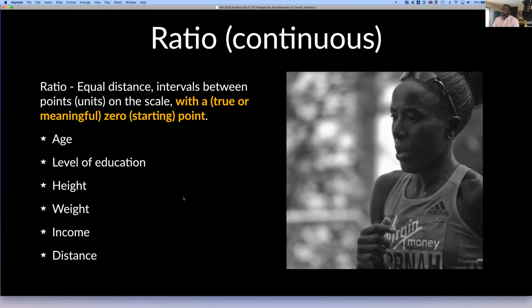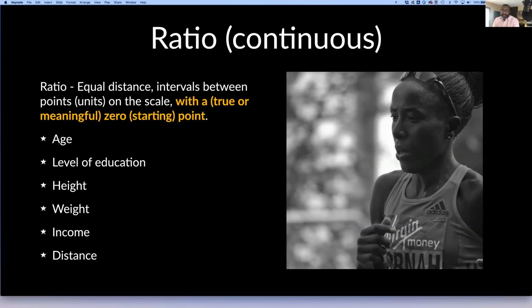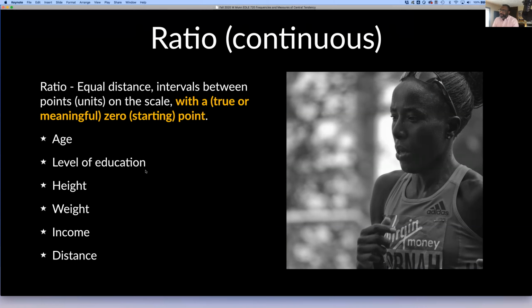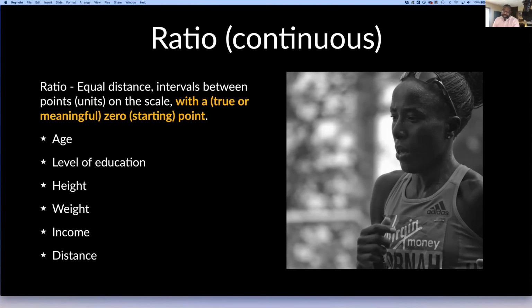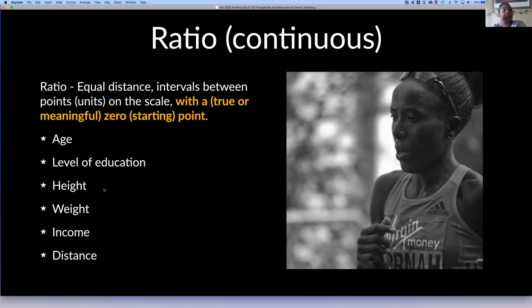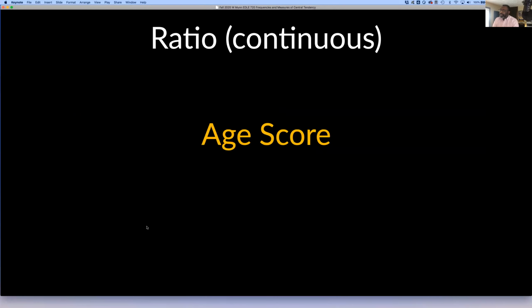Okay, ratio. Personally, I'm a fan of ratio variables. They're straightforward, and they allow you to do the most with regard to statistical testing. So ratio: equal distance intervals between units with a true and meaningful zero. Age, level of education in years. I should put that there. Height, weight, income, and distance.